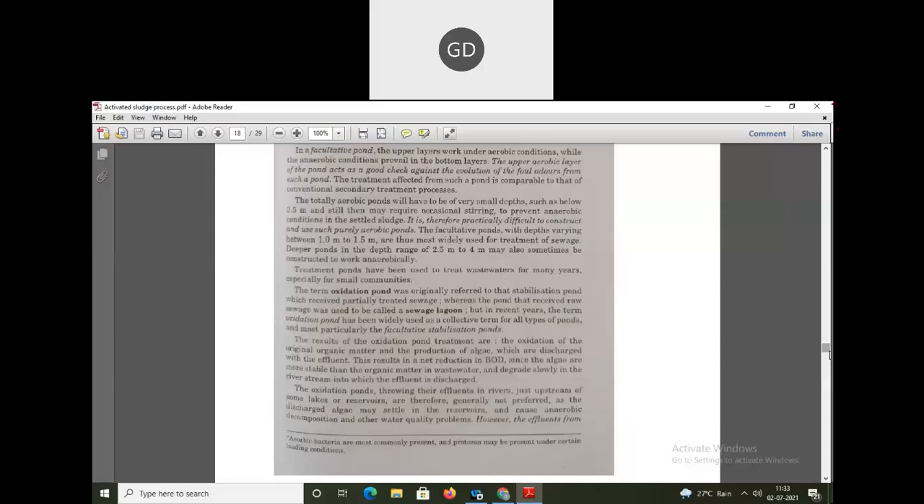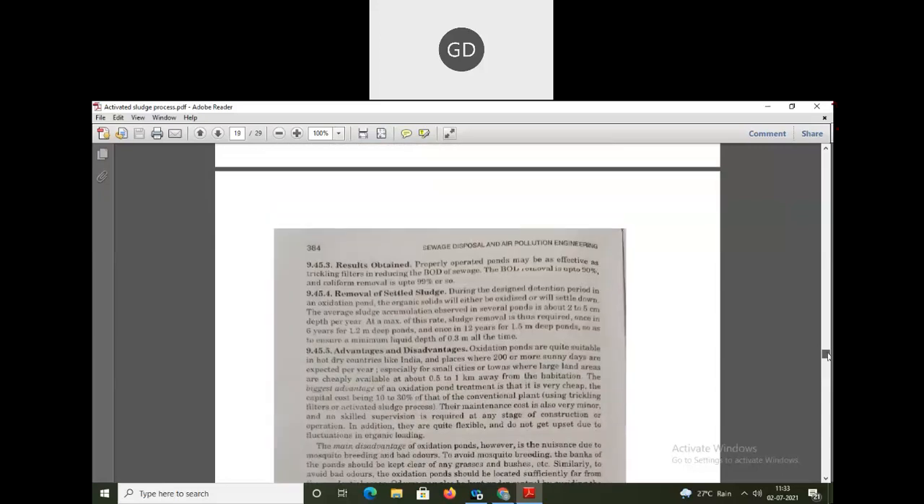These oxidation ponds basically discharge their effluents into rivers, upstream of lakes or reservoirs. Properly operated ponds can be very effective, like a trickling filter, and they reduce the BOD of the sewage. BOD removal is up to 90%, and coliform removal is up to 99%. So these ponds are very effective for removing the BOD of sewage.